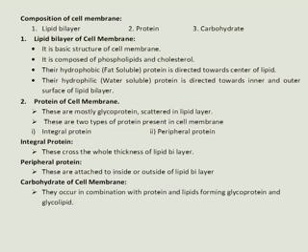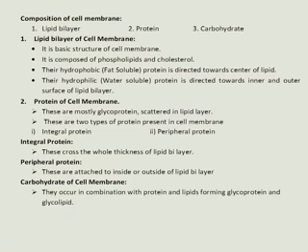Protein of cell membrane. These are mostly glycoproteins, spread in the lipid bilayer. There are two types of protein present in the cell membrane: integral proteins and peripheral proteins. Integral proteins cross the whole thickness of the lipid bilayer. Peripheral proteins are attached to the inside or outside of the lipid bilayer.